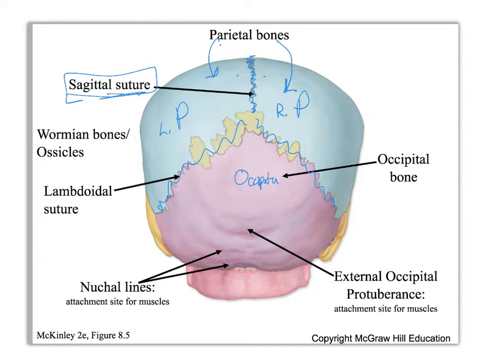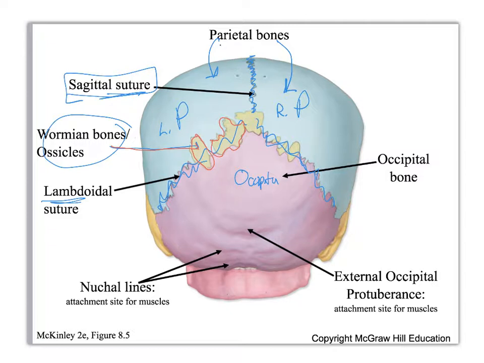Okay, now I like the lambdoidal suture right here because it forms this cute little triangle. And then you can see right here where I've got the wormian bones, and they go right there. Let me change the color so you can see that. So this is a wormian bone. Here's another one. Not everyone gets these. Some people have a lot of them. Some people have one. Some people have none. Okay. So some other features.